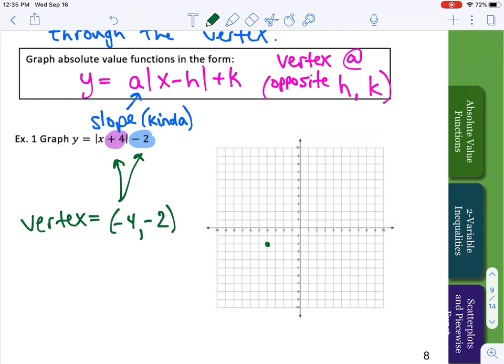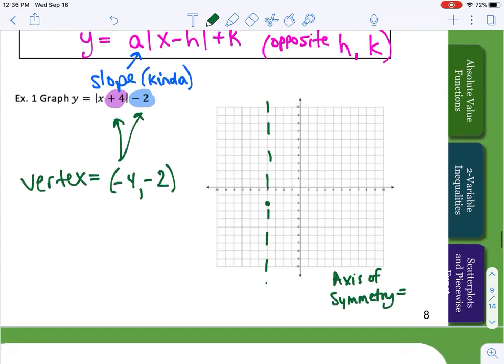Now we know we have an axis of symmetry here. We can state our axis of symmetry. Not all problems will ask you to do that, but you might as well know how to do it. It'll be at x equals whatever our x value of our vertex is. So negative 4.